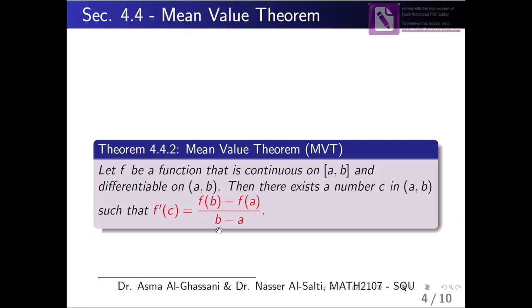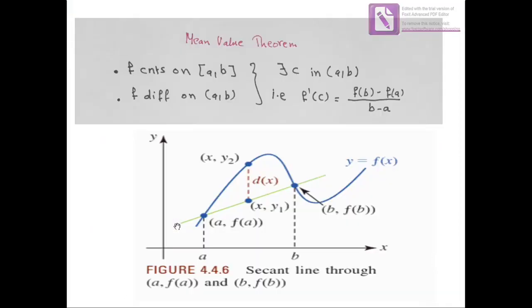If you look at this term, it will be the slope of the secant line. This one will be the slope of the tangent line at the point c. So the Mean Value Theorem: f should be continuous on the closed interval, differentiable on the open interval a to b. Then there is c in the interval a to b such that f'(c) is equal to (f(b) minus f(a)) over (b minus a).